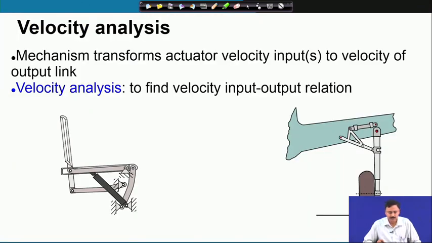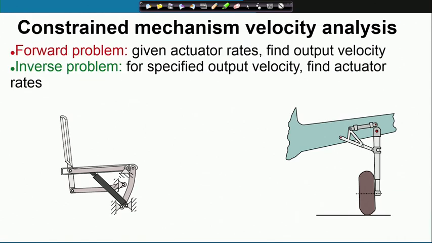We have looked at what the velocity analysis problem is about. It is about finding the input output velocity relations, and we had the two problems, forward and inverse problems, which are very easily found. If you have solved one, the other is very easy to find.